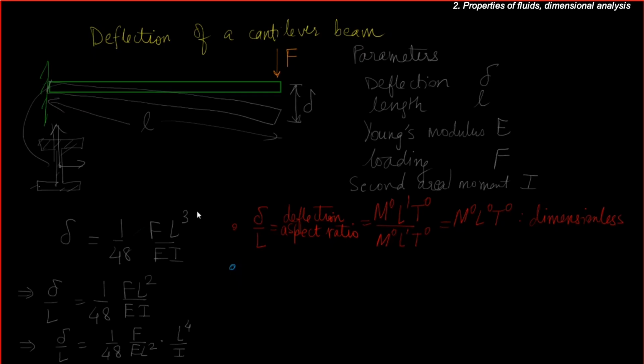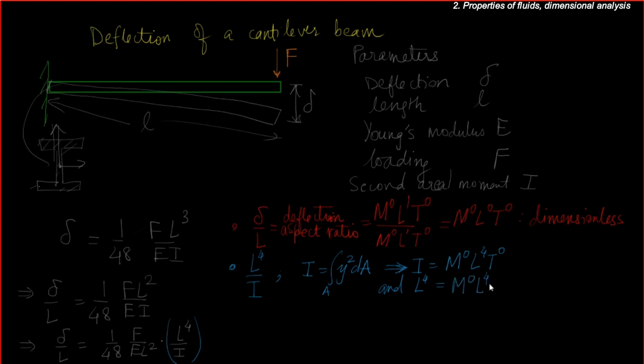The term L to the power 4 upon I, okay, so the second moment of area is integral y square dA, and it has a unit of m to the power 0, L to the power 4, T to the power 0. So I has a unit of L to the power 4, whereas L to the power 4 itself has a unit of L to the power 4, and thus L to the power 4 upon I is also a dimensionless quantity.